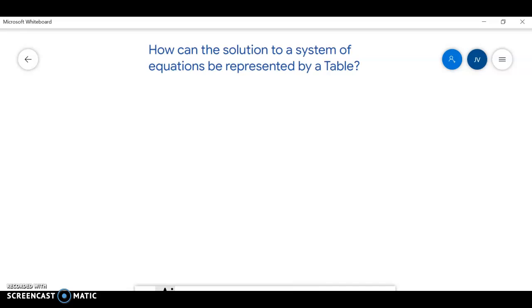Here is one of our questions from last week. How can the solution to a system of equations be represented by a table? So let's recap what we learned before we learned about tables.